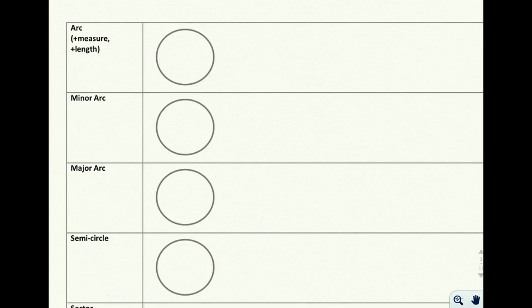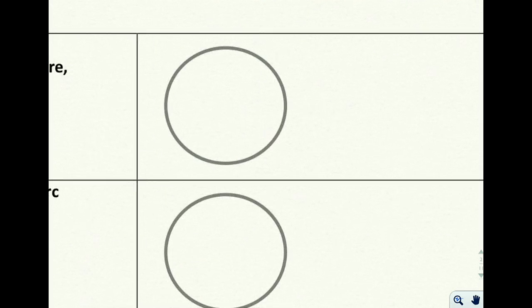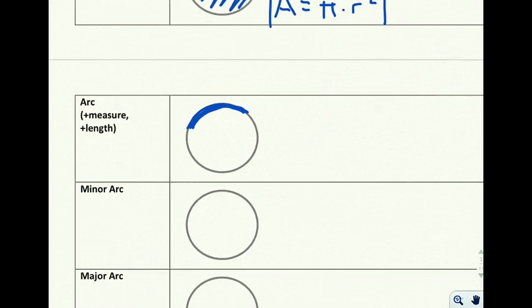Continuing on with the vocab, we're going to look at an arc. And an arc is part of a circumference. So if you were to just sketch in part of that, that would be an arc. So part of the circumference.